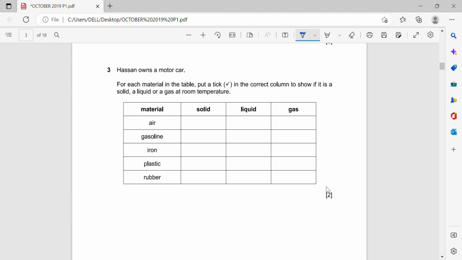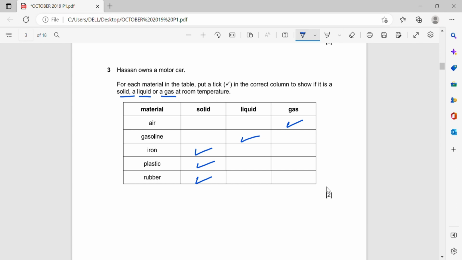Question number 3. Hassan owns a motor car. For each material in the table, put a tick in the correct column to show if it's a solid or a liquid or a gas at room temperature. So I have different states of matter here. I should put a tick mark to say whether it is solid, liquid or gas. Of course, we have air. Air is what? Solid or liquid or gas? Air is a gas. Gasoline, liquid. Iron, solid. Plastic, solid. Rubber, solid.